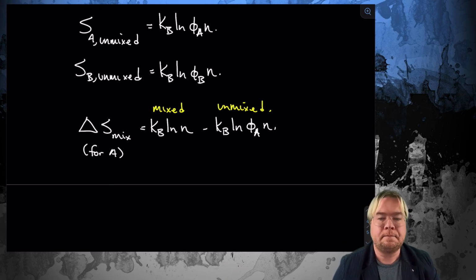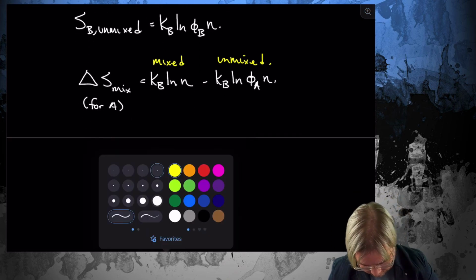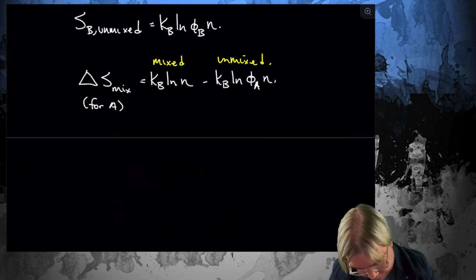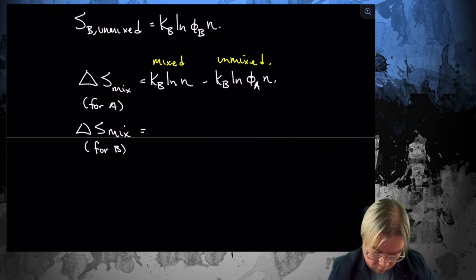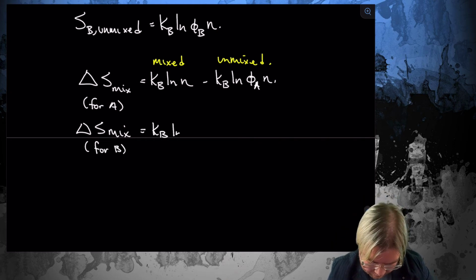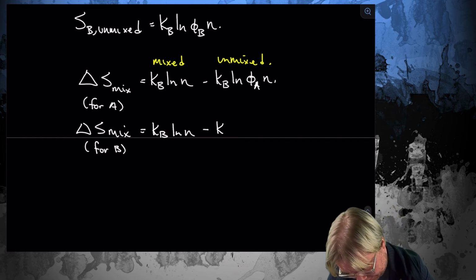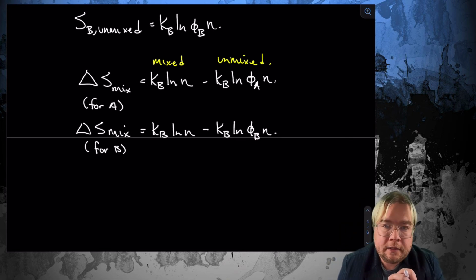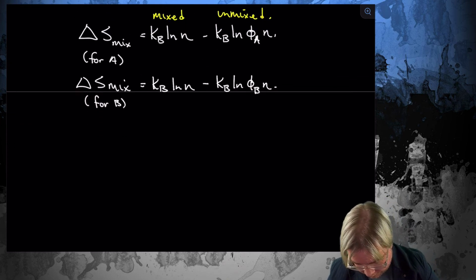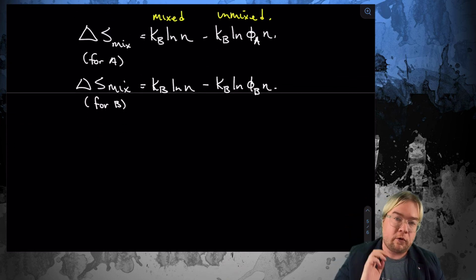And that's unmixed. Same thing for B. So delta S mixing for particle B will be the mixed state, KB log N minus KB log of phi B times N. So before we go any further, let's just simplify this. I mean, these expressions look the same, so this will apply to both of them.